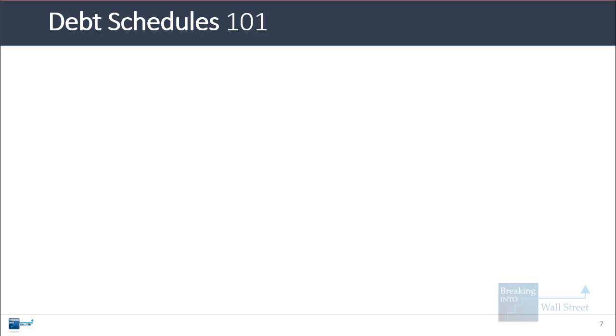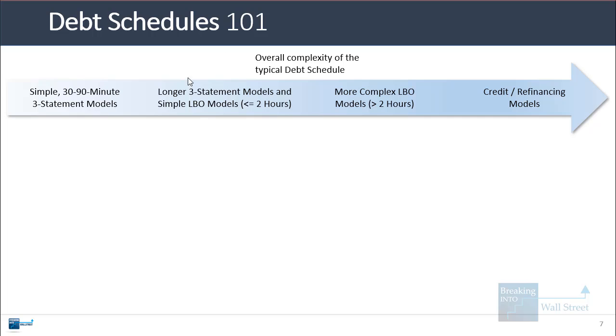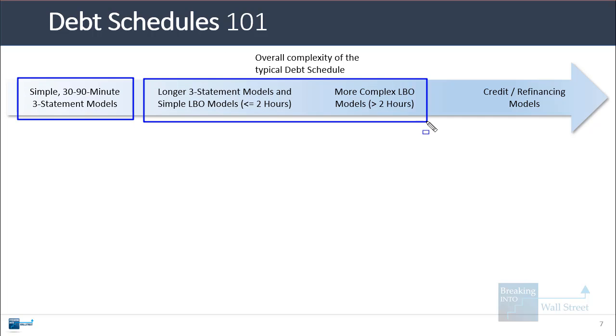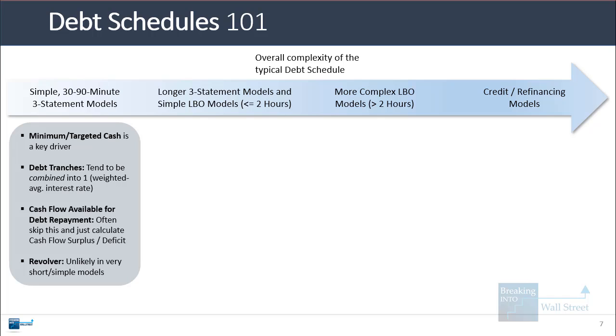If you were to plot all these different types of debt schedules by complexity, the simplest debt schedules tend to be in 30 to 90 minute three-statement models. Once you get into leveraged buyout models, they get a little bit more complicated. And then the credit and refinancing models often have the most complex debt schedules, although it does vary a bit. This rule is not universally true. And I have a summary on screen of how these are all different and then how they're the same.